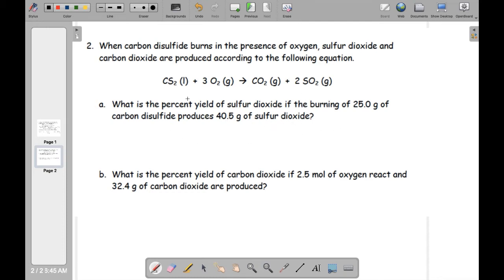So let's do this first. The percent yield of sulfur dioxide. So we're looking for sulfur dioxide, but they're giving us carbon disulfide. So let's get the theoretical yield first, which is simply a mass-to-mass stoichiometry problem. They give us 25 grams, 25.0 grams of carbon disulfide. Let's convert that to moles. 1 mole of carbon disulfide. I'll go to the periodic table to find my molar mass.